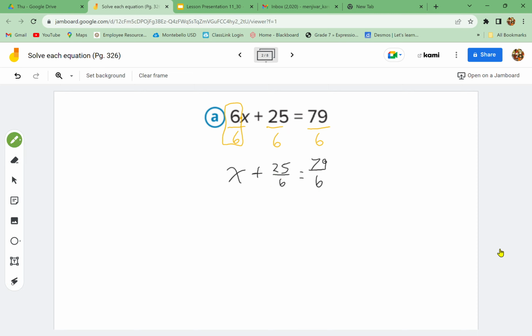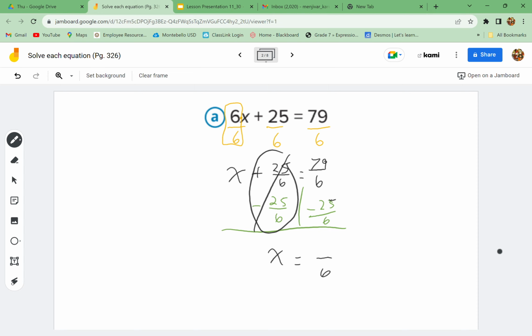Then my next step is to get rid of this section. Notice how it's adding, so the opposite of addition is subtraction. I'm going to subtract 25 over 6 on both sides of the equation. This kind of looks like the do now that we did before. Now this part here, when it subtracts each other, gives you a 0. So right here you get a giant 0, and this goes away, and you get x on its own equals, and notice that they have the same denominator, so I'm going to keep it. Then 79 minus 25 gives you 54, and when you divide that, you get x is equal to 9.